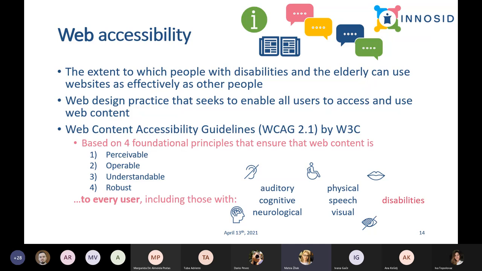So these four foundational principles are perceivable, operable, understandable, and robust. What does it mean for the web content to be perceivable? It means that a user must be able to perceive the information that is presented on the web, and it cannot be invisible to all of their senses. At least one sense needs to be able to perceive the information.